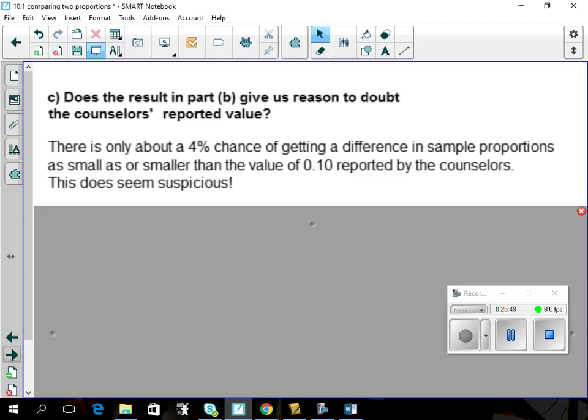How likely is it that our sample was as extreme or more extreme than what needed to be? Okay? Y'all seem a little tired today. It does seem suspicious. Perfect.